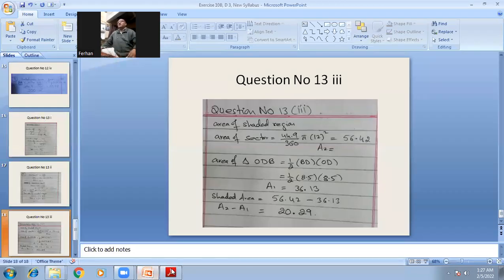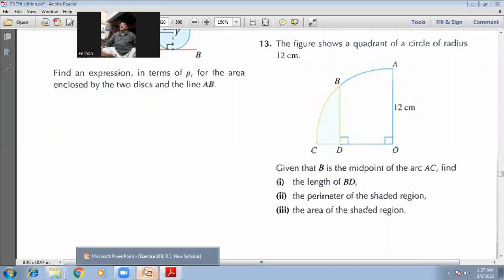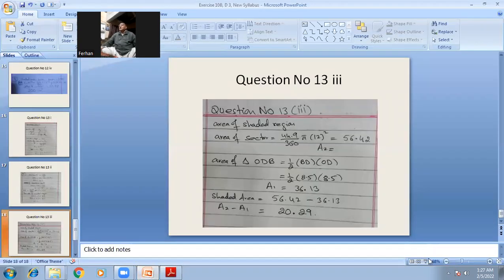Okay, so next question is the third part. Let me first of all show you the question. It says, find the area of the shaded region. The strategy is very simple. We have drawn a line here. I'll find the area of this sector, and from this area of the sector, I'll subtract the area of this right angle triangle ODB. So the remaining will be the shaded area.